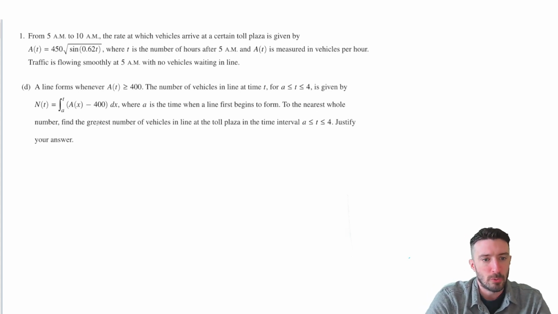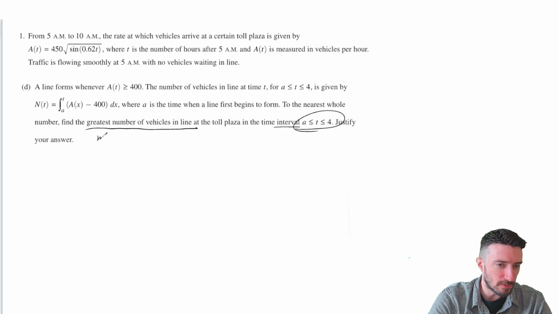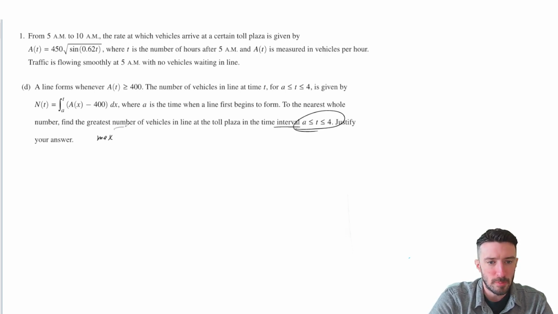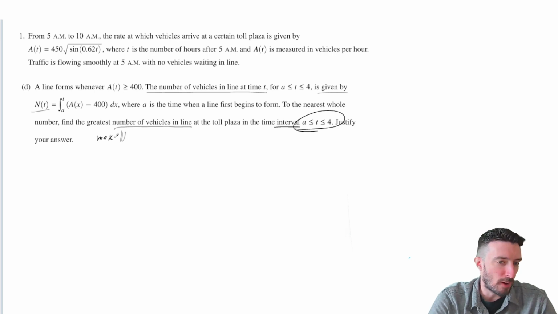We've got a problem here where they're asking us to find the greatest number of vehicles on a certain interval. Well, the greatest is the same thing as saying the max, and the number of vehicles in this case, they said, is given by n of t. So that means we need to find the max of n, but on a certain interval.